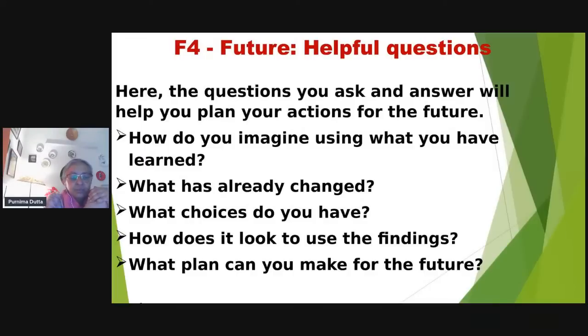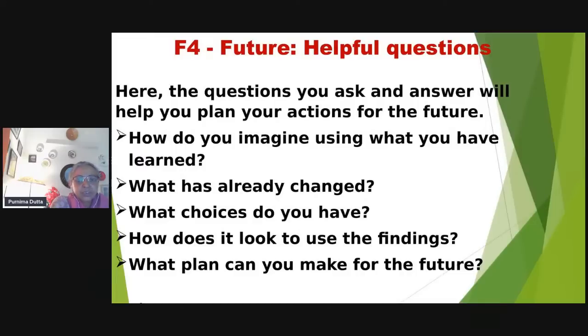What has already changed? What are you looking at? When the moment you started your feedback, did it impact your behavior? Did it impact your tone with the class, which is a result of changed behavior, etc.? How does it look to use the findings? How do you think it will be a good idea? What plan can you make for the future? Right? So these are more or less the models that we are going to find easy to use both for the students and the teachers.